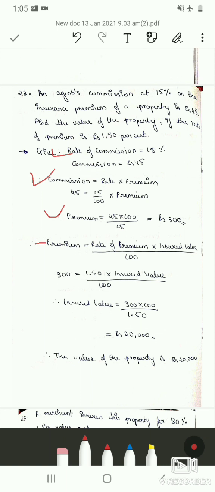Now the premium formula is rate of premium into insured value by 100. We know the value of premium, and in the question they have given the rate of premium as rupees 1.50. Using this we can find the insured value, which is 300 into 100 by 1.50, which is rupees 20,000. Therefore this is the value of the property.